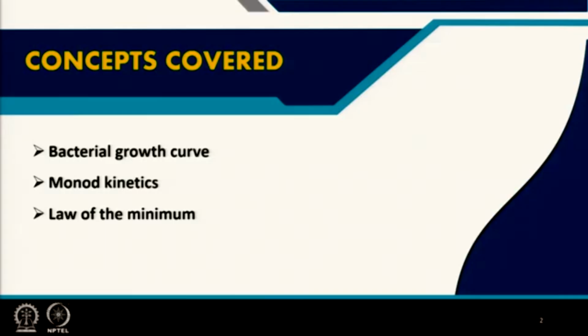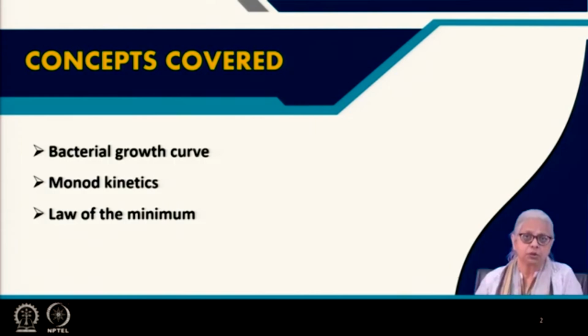The topics that we're going to cover in this particular lecture is we're going to look at the general or generic bacterial growth curve. We will derive Monod kinetics. We will go through the entire derivation and how it can be done both mathematically as well as experimentally, and the last part is the law of the minimum.